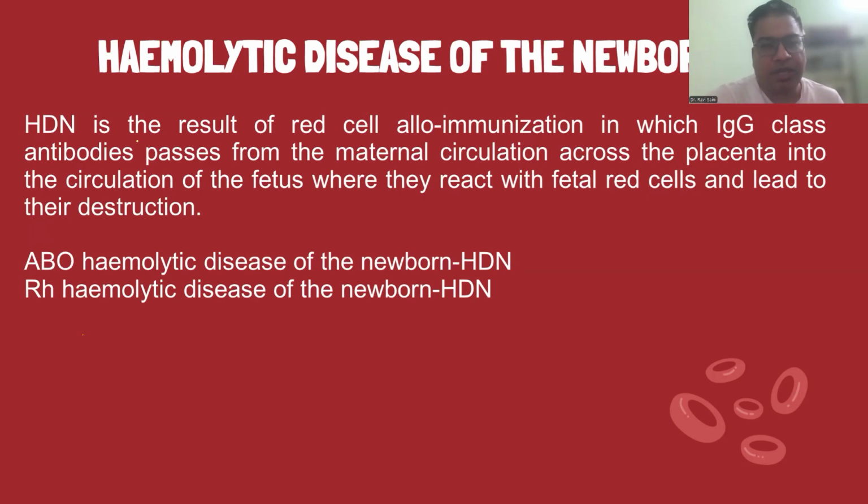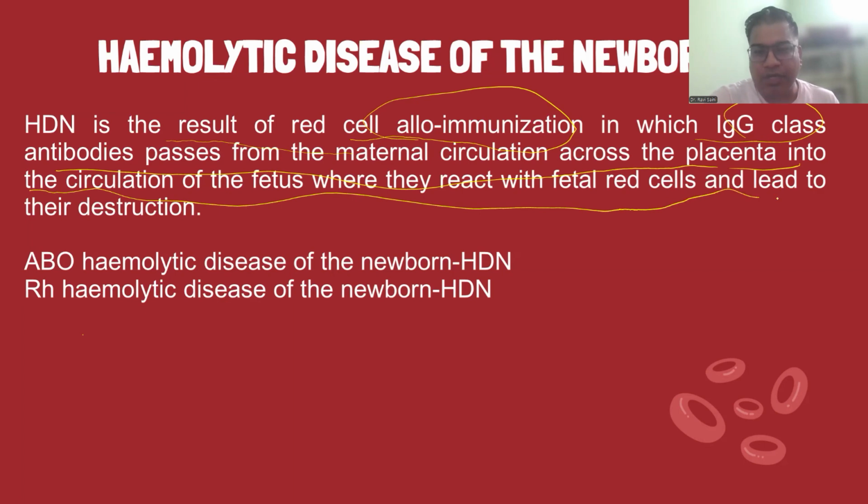So basically, HDN or hemolytic disease of the newborn is a result of red cell alloimmunization, in which IgG class antibodies pass from the maternal circulation across the placenta into the circulation of the fetus, where they react with the fetal red cells and lead to their destruction. So alloimmunization means that the antibodies are passing from the maternal circulation across the placenta into the circulation of the fetus, where they react with the fetal red cells and lead to their destruction.